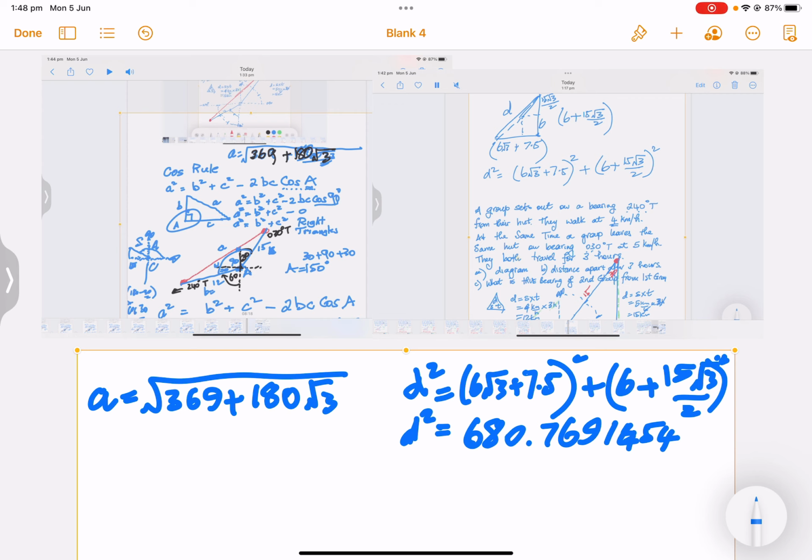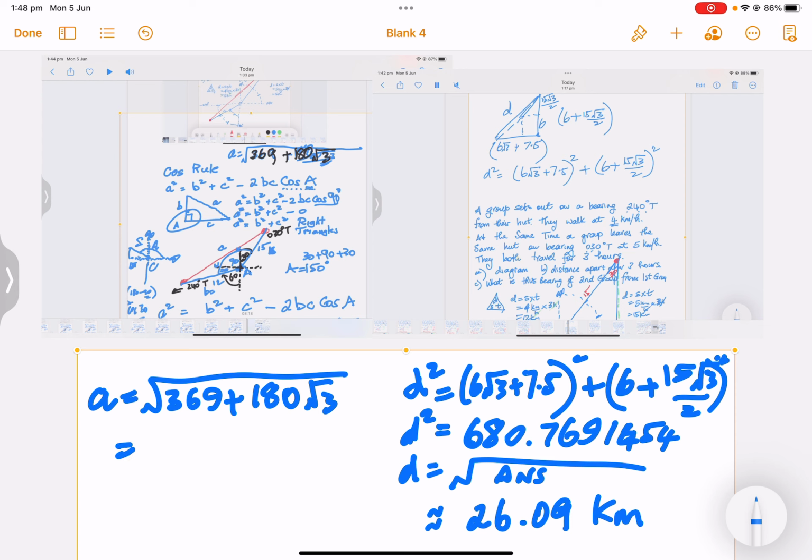Get the square root of that answer, because that's the distance. Get the decimal version for that. And therefore D equals the square root of that number, which is 26.09 kilometers. And that's the distance the two groups are apart.